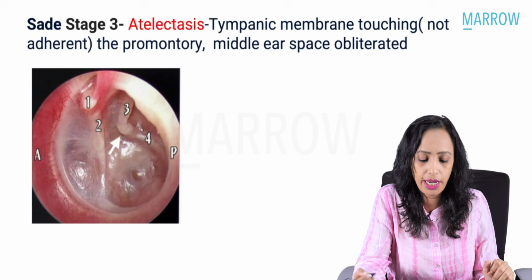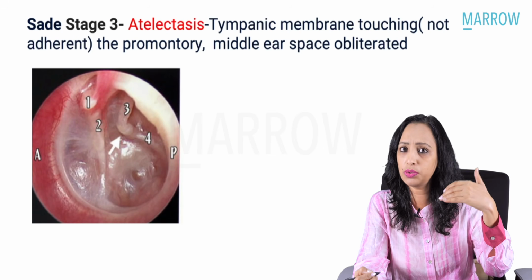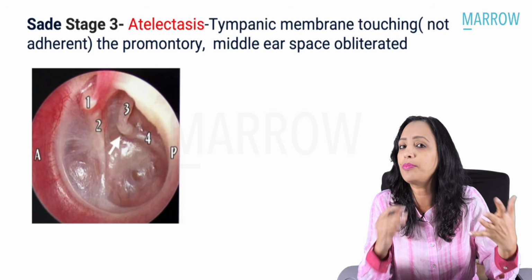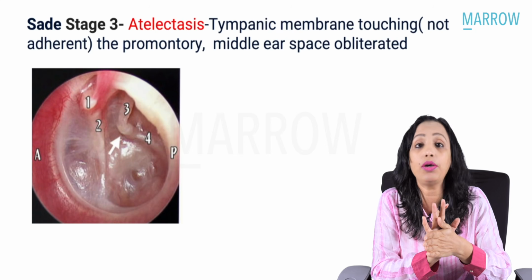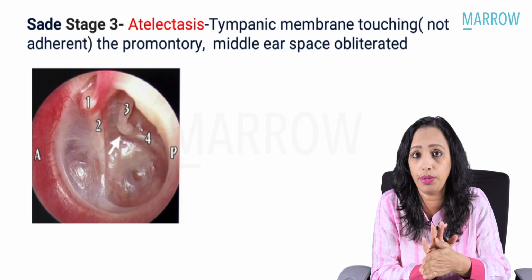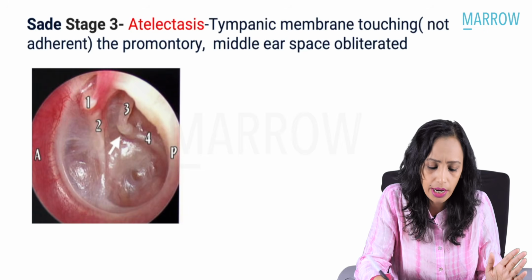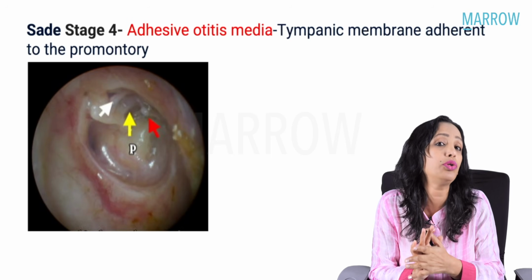Right, now coming to stage 3. Stage 3 is when there is collapse of the middle ear cavity and the tympanic membrane is lying on the promontory, touching it, not adhered to it. This is atelectasis. And stage 4 is when it has got adhered to the promontory.